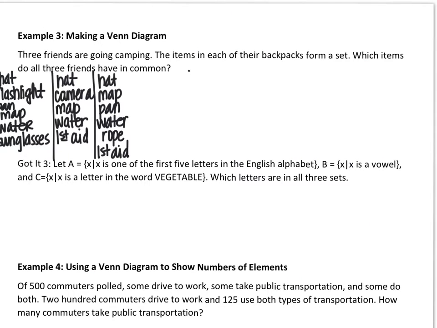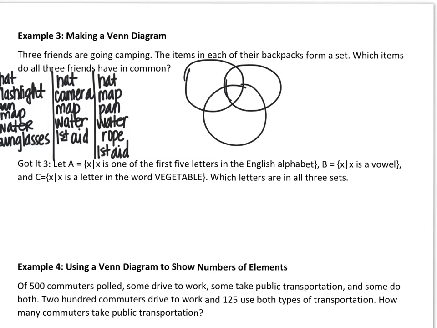Okay, example 3, making a Venn diagram. This question is in your textbook on page 216, but to simplify it, I just went ahead and wrote the items that each kid had in their backpack, and then we're going to put them in a Venn diagram. To do that, first you need to draw 3 circles that intersect. So 1, 2, 3. And that's a Venn diagram.